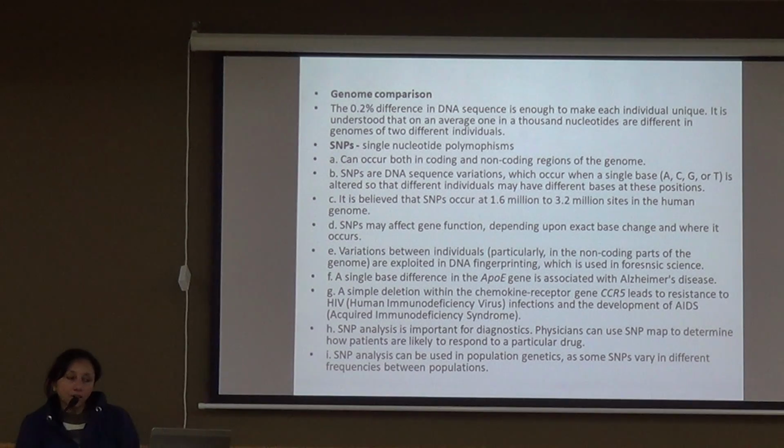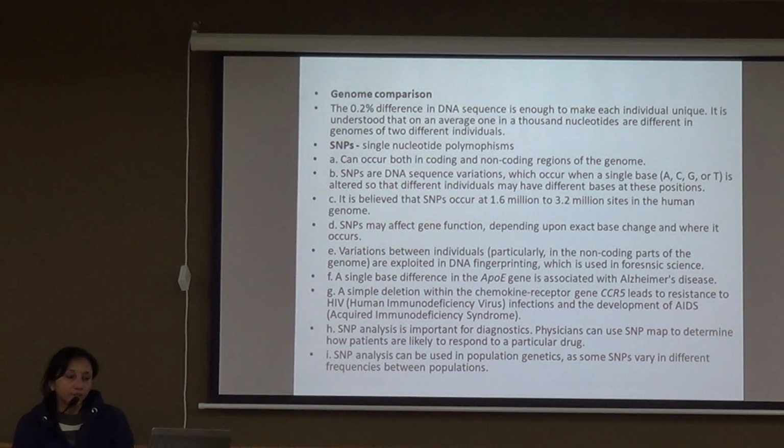Now, a single base difference in the ApoE gene is associated with Alzheimer's disease. Until and unless we study single nucleotide polymorphism, we will not be able to find out which particular mutation, which particular variation is responsible for a disease. Here we give an example of the ApoE gene, which is associated with Alzheimer's disease. So it is possible to know only after we sequence the genome.